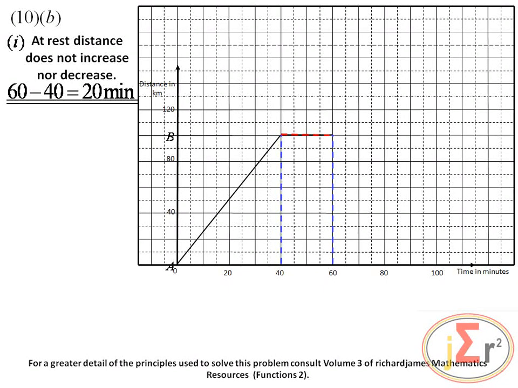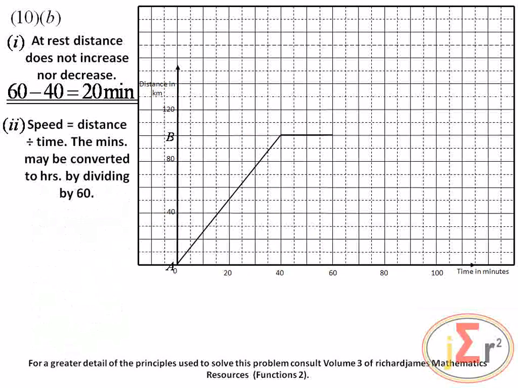So we need now to determine the average speed of the train in kilometers per hour on its journey from A to B. Average speed. Speed is equal to distance divided by time. The minutes may be converted to hours by dividing by 60.